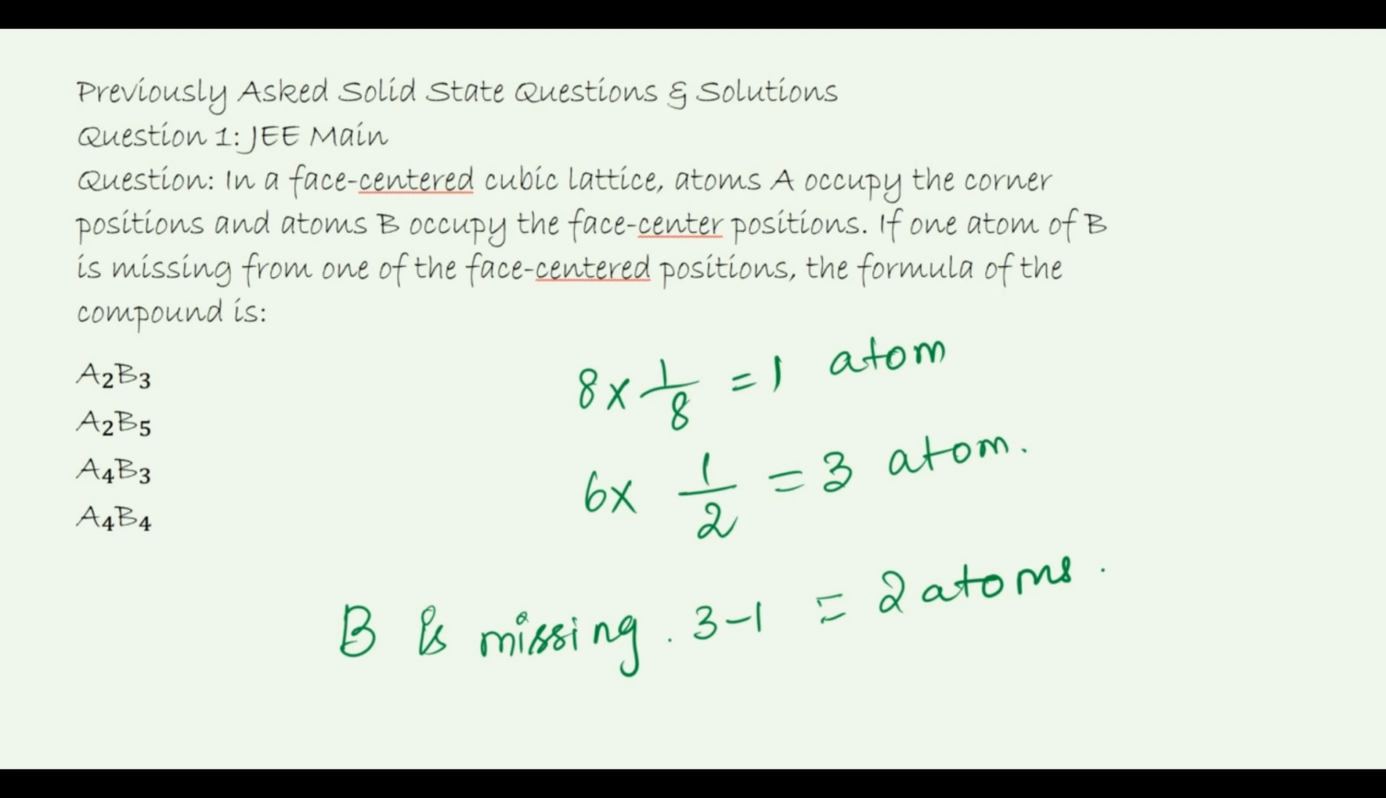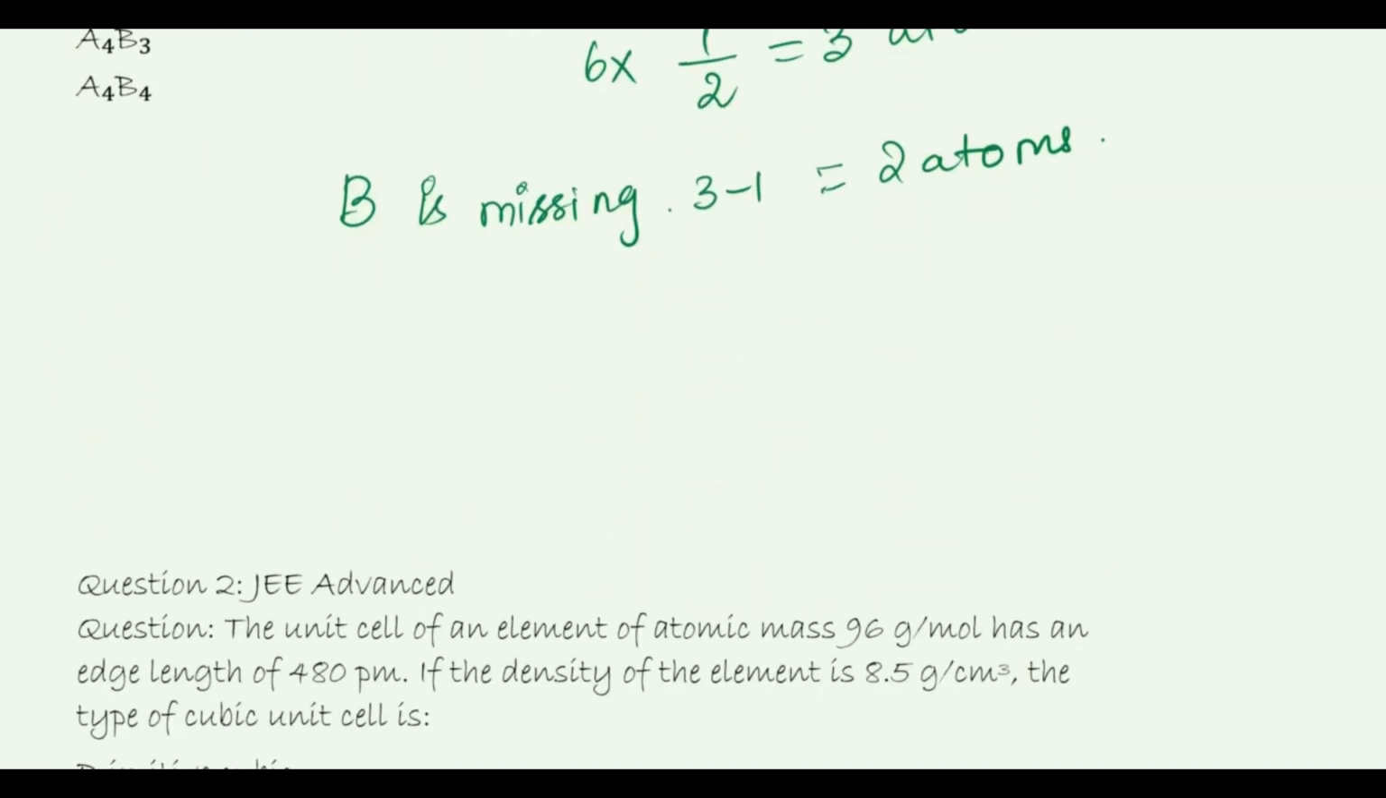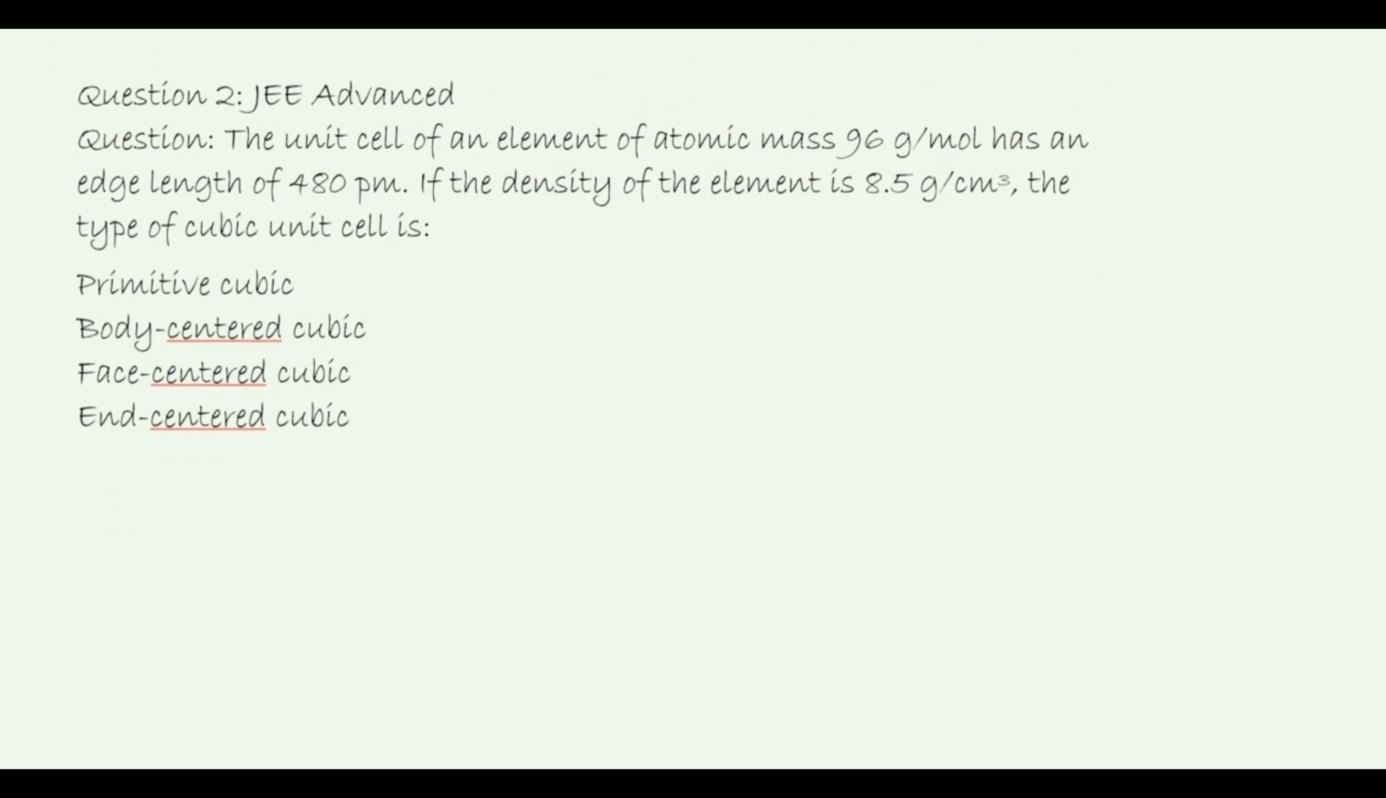Think about it. Which is correct? One atom will be more for B. Comparing A, 1 should be more for B. A2, B3. That is the answer to this question. Hope you understood the question and answer.